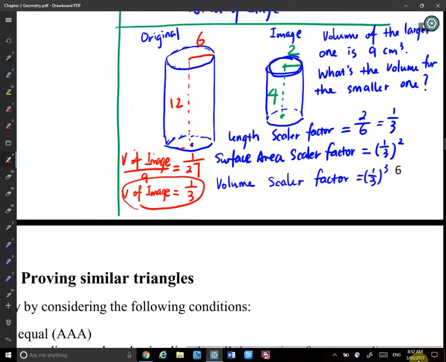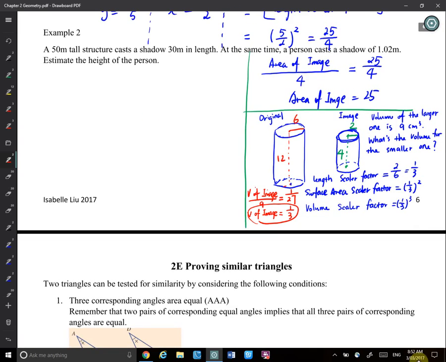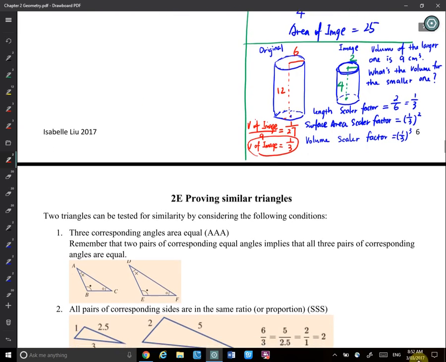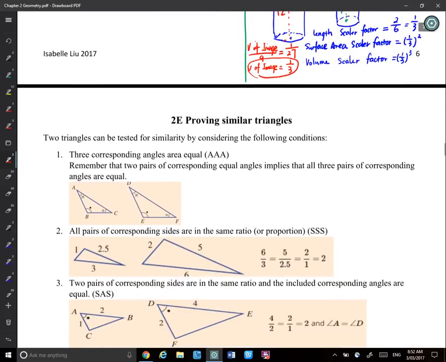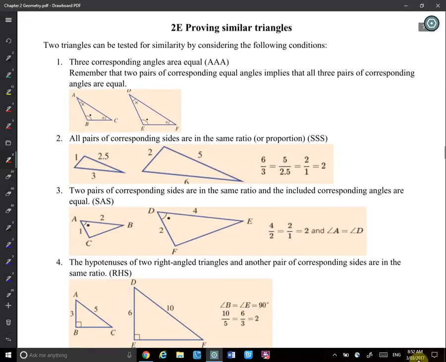Before we start the next question, I will go through the next exercise, because it's talking about similar triangles, for example. So I will go through how to prove similar triangles. You need to know what similar triangles are first. We learned that in Year 9.